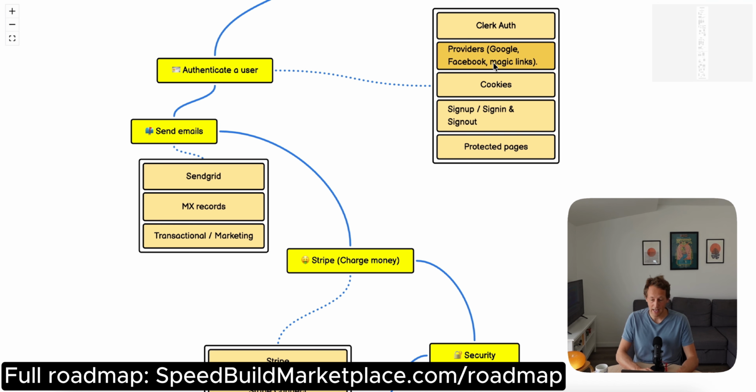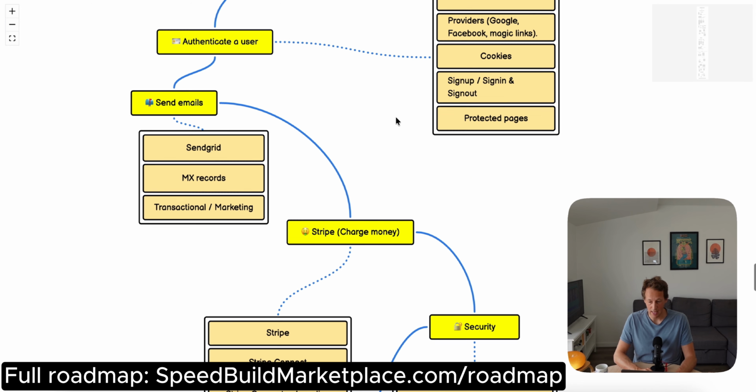Also it is explained how to use providers such as Google and Facebook for login, or a magic link, so that you don't have to store passwords, but you just click a button and then a link is sent to your email, for instance. That is the more modern way of logging in users, what are cookies, and so on.